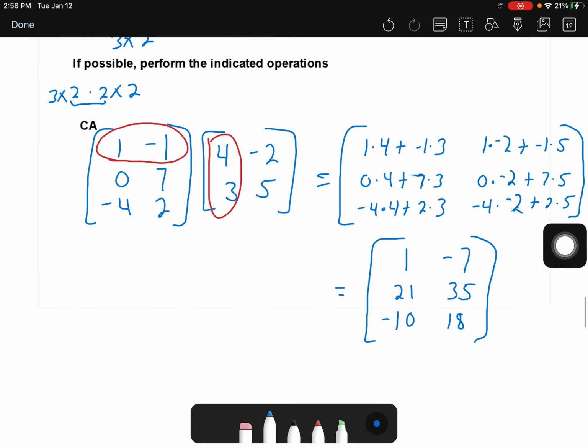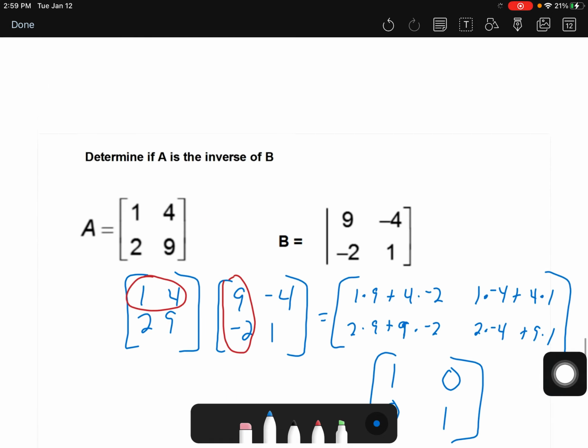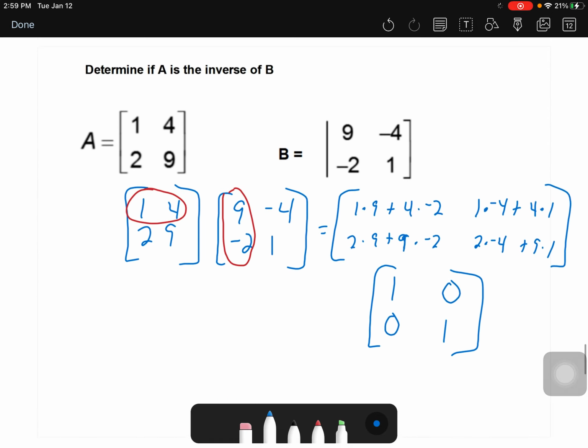Okay, so then I'm just going to do all of that arithmetic. So that's 4 plus negative 3, 1, negative 2 plus negative 5 is negative 7, 0 plus 21 is 21, 0 plus 35 is 35, negative 16 plus 6 is negative 10, and then positive 8 plus 10 is 18. So there's my product.